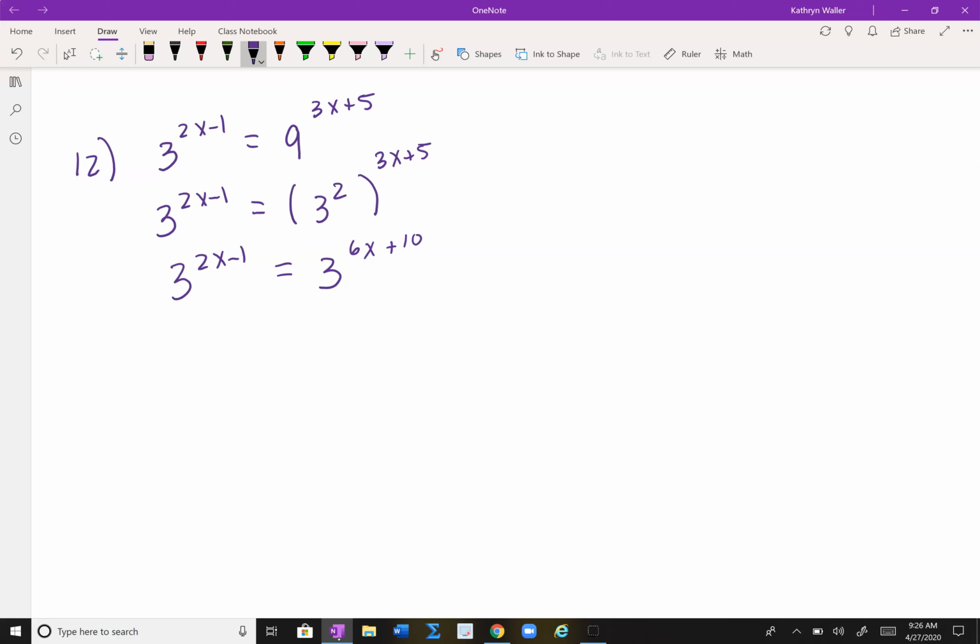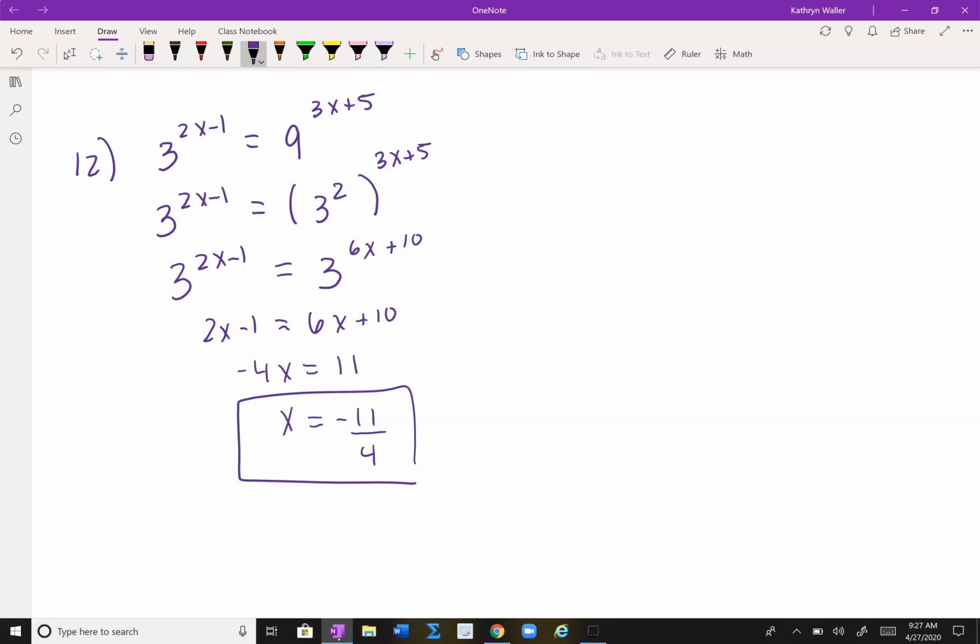So 3 to this equals 3 to that. So I know 2x minus 1 must be equal to 6x plus 10. 6x comes over, you have a negative 4x. 1 comes over, it becomes a positive, you have an 11. So x is a negative 11 over 4. Okay, no requirement to check, but I would totally check on the quiz and the final.